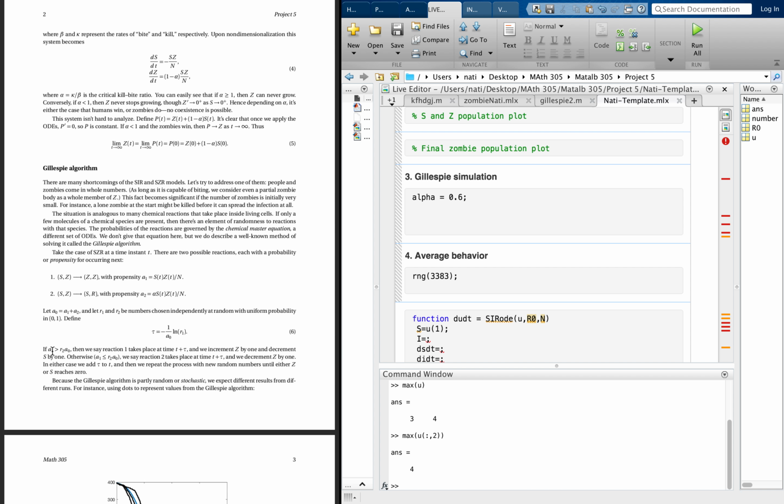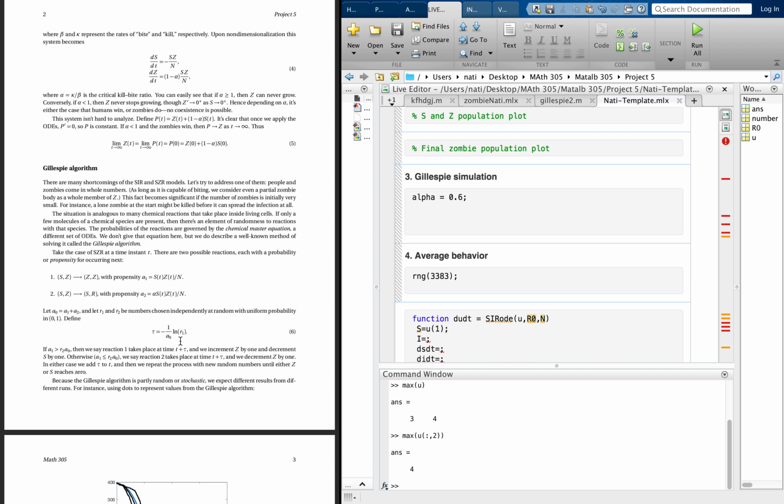If A1 over A0, A0 being the sum of A1 and A2, so you have it here, A0 is A1 plus A2. If A1 divided by A0 is bigger than a random number, and we're going to let Matlab come up with a random number, then reaction 1 happens, which means this one happens. And then you gain a zombie and you lose a human. Now, if A1 over A0 is actually smaller than the random number, the human wins and you lose a zombie, and your human population remains the same.